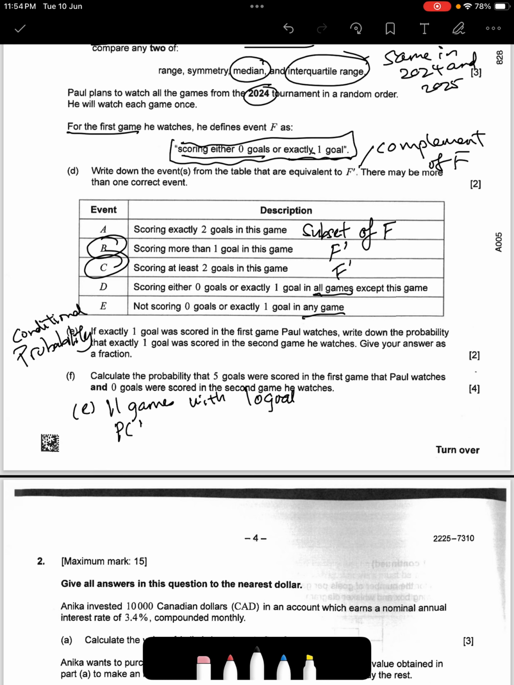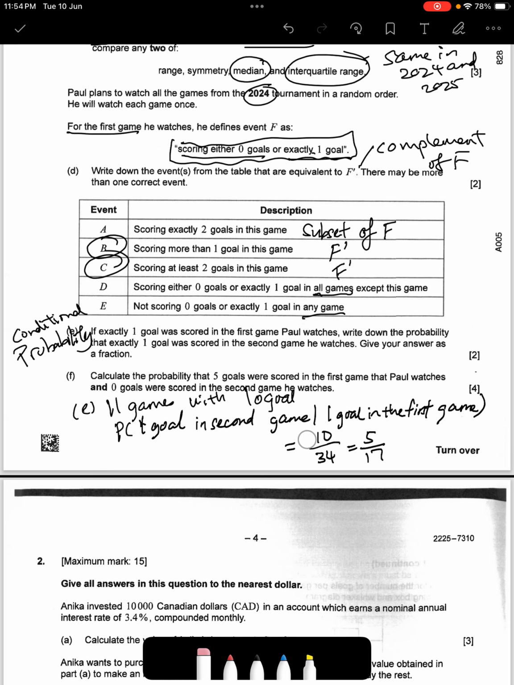But again, if you think that using the formula is better for you, it can be done as well. Let me just show you how this works. So we know that if you have one goal in the second game, given that you score one goal in the first game, we're trying to find in the numerator one goal. Now let's do a quick recap. This was the formula given in your formula booklet, which is A intersect B over probability of B.